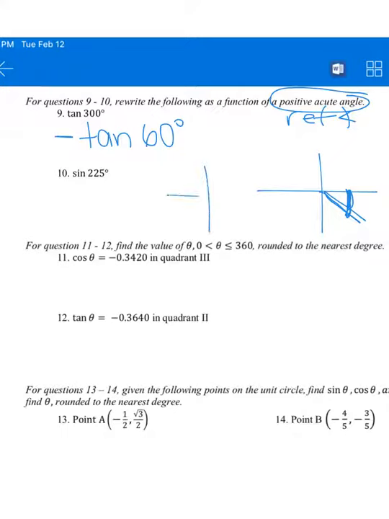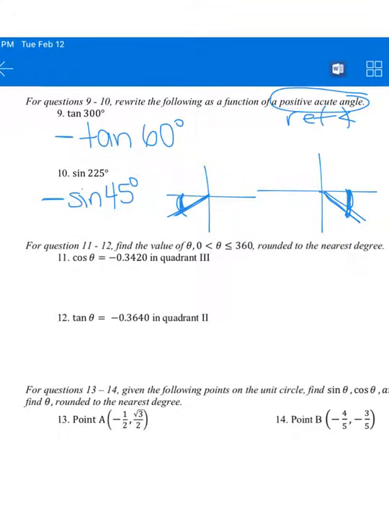For number 10, 225 degrees is in quadrant 3. So how far away from the x-axis is it? I would do 225 minus 180, and I would get 45 degrees. So the absolute value of the sine of 225 is really the same thing as the absolute value of the sine of 45. Absolute value meaning the sign doesn't matter, like the positive or negative. So the sine of 225 is a negative number because we are in quadrant 3, which means I have to negate in front of the sine of 45.